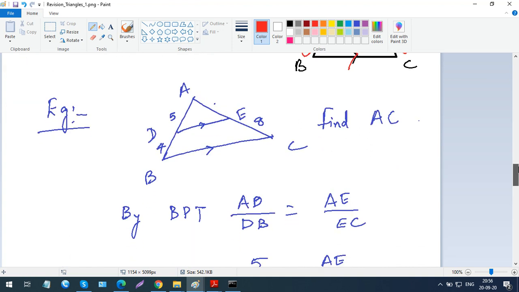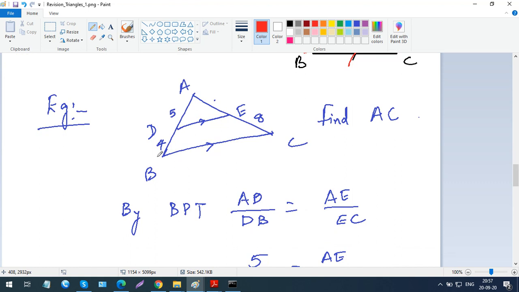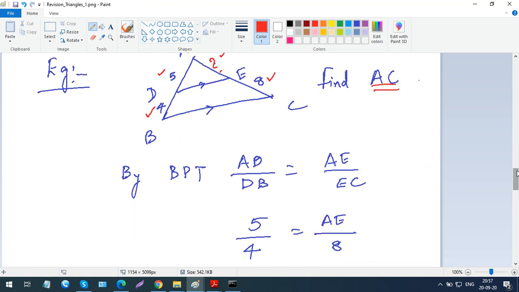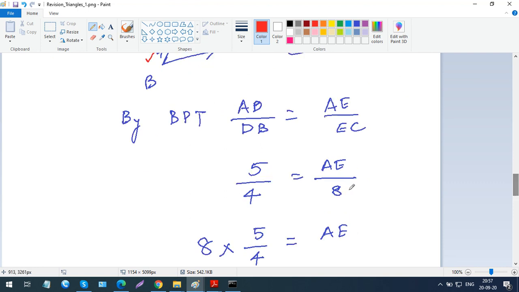So if you have triangle ABC and this is given as 5, this is 4, and this is 8, this is not given to you, okay? They are asking you what's AC. So first we'll find this. Let's first write it by BPT. You get AD over DB equals AE over EC. So AD is 5 over 4 equals AE, we don't know, so we keep AE as it is, over EC. Now we can cross multiply, or you just have to find AE. So you have an 8 at the bottom, move this 8 to the other side. If you move it this side, it gets multiplied, right?